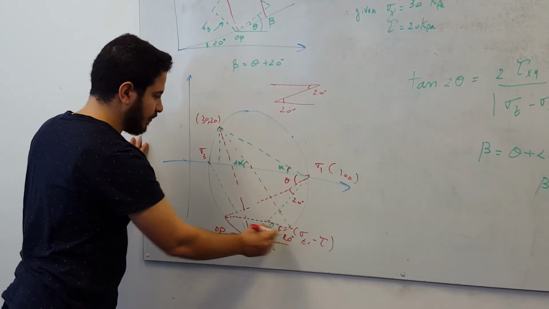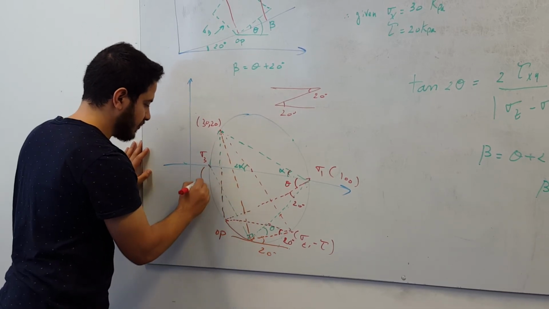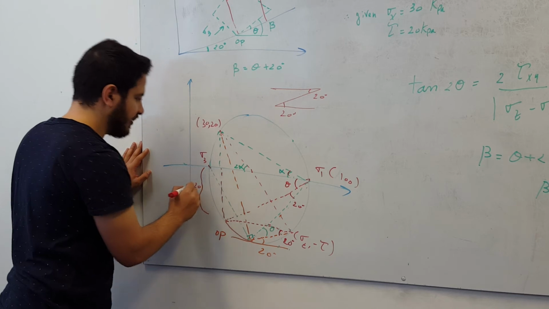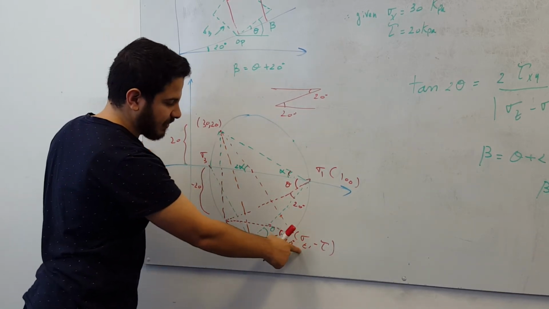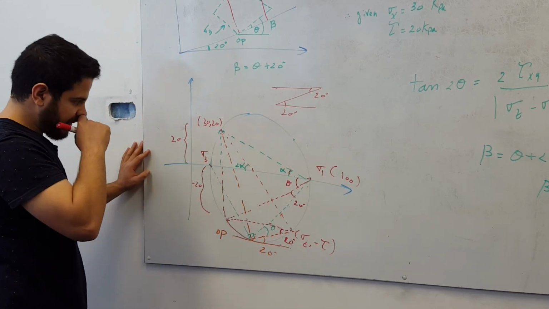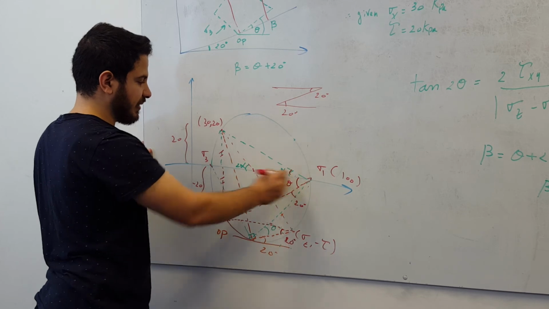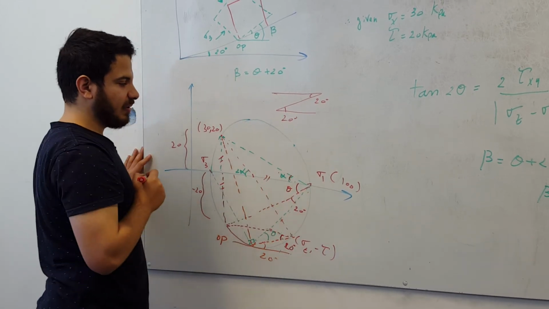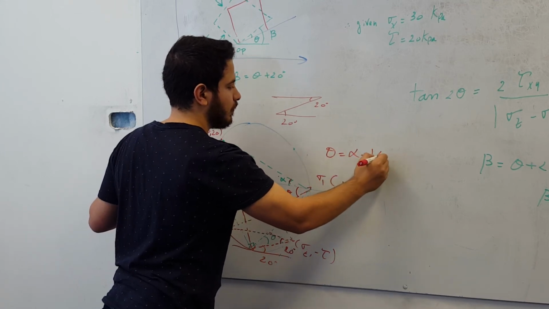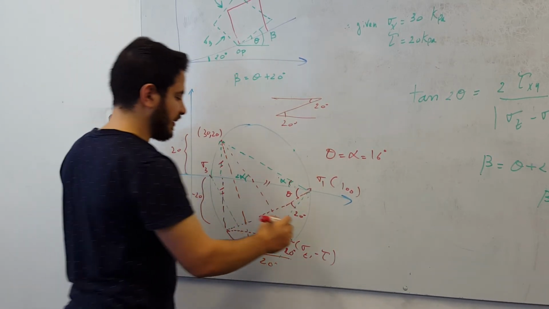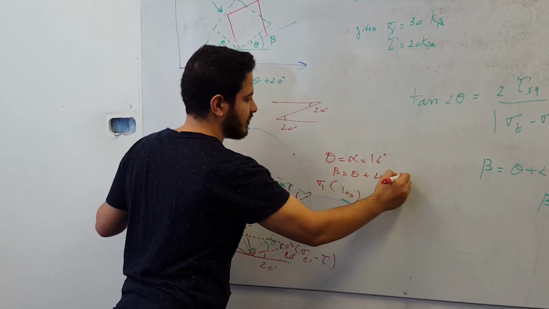Why? Because both of them connect to, this is minus 20, this is minus 20, and this is 20. It's minus 20 because it starts from sigma z, and this starts from sigma x. That means these two are the same, and it's the same shared line, so theta must be alpha. Alpha is 16, so beta is 16 plus 20, which is 36.